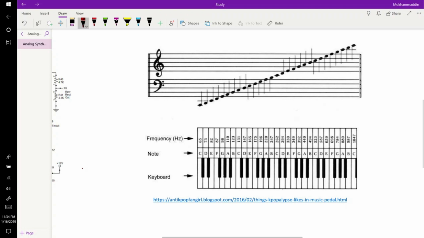Before that, if you check out the source for where I got the picture, it's anti-kpopfangirl.blogspot.com. Come on, you've got to appreciate that.